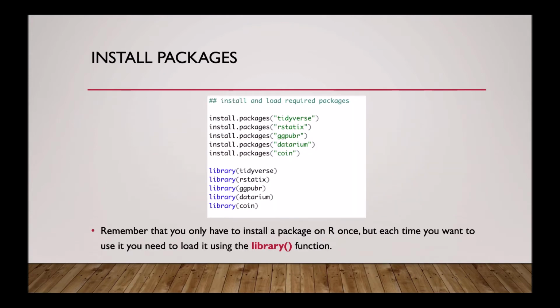The first thing that you need to do is install and load the following packages. To install a package in R, you just type install.packages and, in brackets and quotation marks, the package name. And then to load it, you can just type library and then, in brackets, the package name. Remember that you only have to install a package in R once, but each time you want to use it, you need to load it in by using the library function.